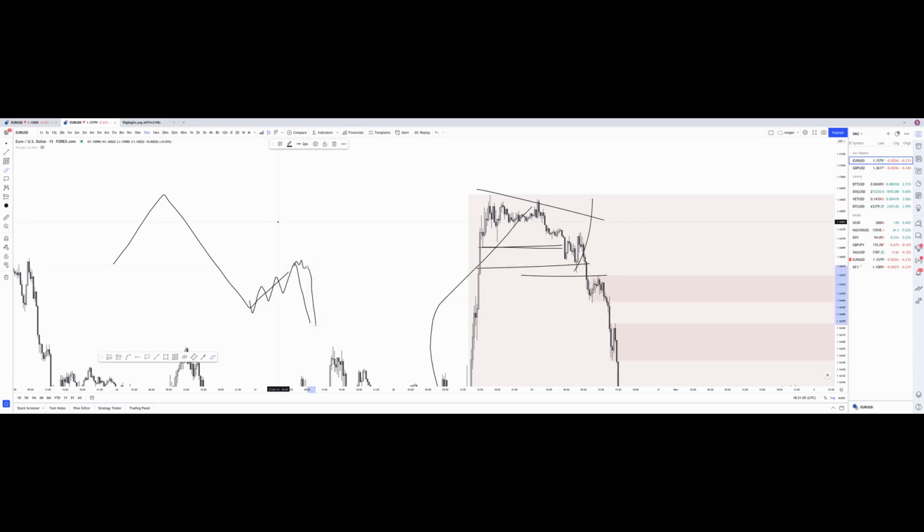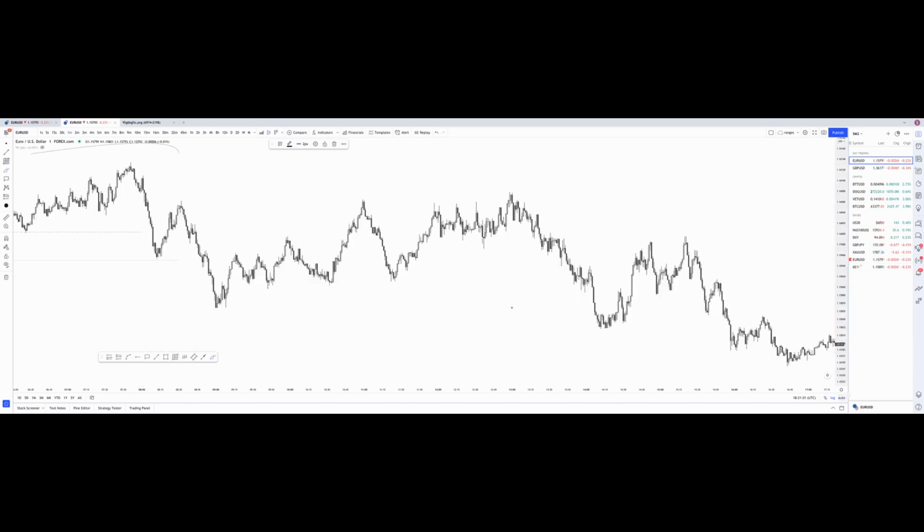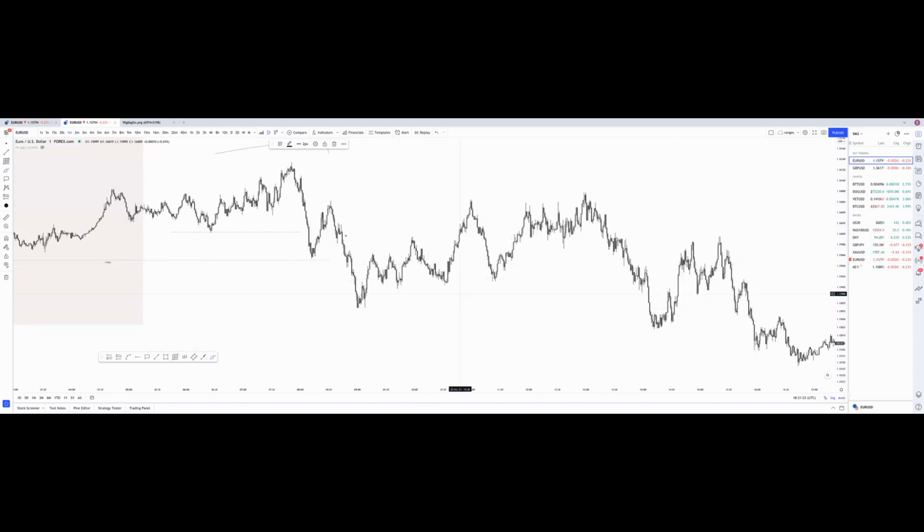But it's all about understanding this from different time frame perspectives and not just sitting on the one during session and going, oh, okay, over here we've had a change of character, I'm going to take a long to now take out this high. This long is a really good trade, but it's a pullback trade.